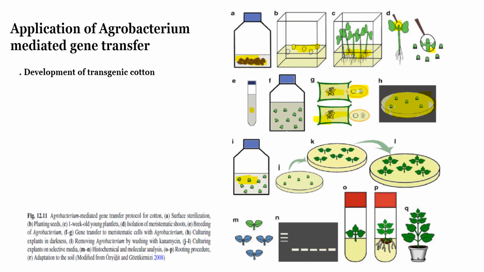And then the transgenic plants are checked for the presence of the gene using histochemical and molecular analysis, and then the selected transgenic plants are put on shooting and rooting media, and then they can be potted into soil.